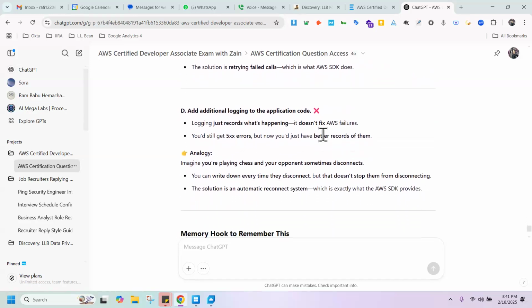And D is adding additional logging. So it says you can attach some extra monitoring tools to your application so you can see the logs of your application, what happened with your application. In that case we can easily see what the error actually is, right? But it does not resolve our error. We need to fix our error, and to fix our error we need to use the AWS SDK, right? So this option is basically used only for monitoring and only to see the error, but it does not fix our problem. Now you can go.